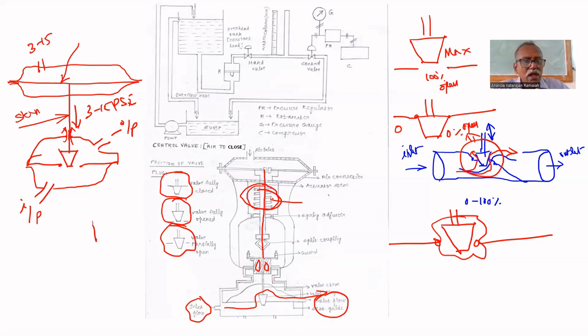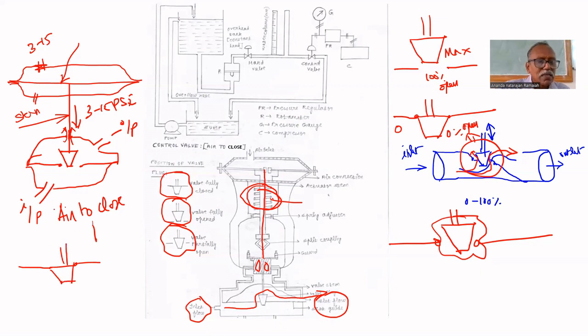Now, there are two types of valves. Here, I said, if you give 3 psi, 100% open. If you give 15 psi, completely closed. This is called air to close type of valve. Instead of giving the pressure signal here, if you give the pressure signal here, initially it will be completely closed.